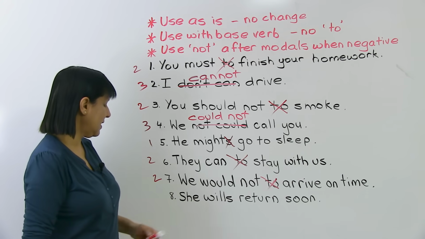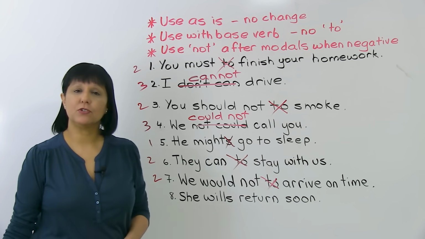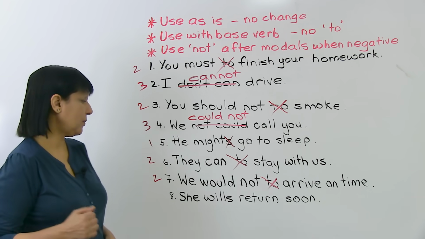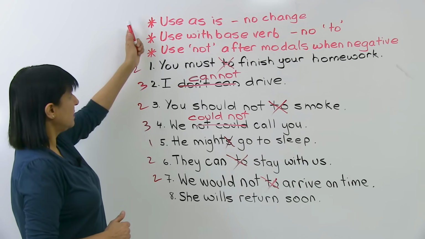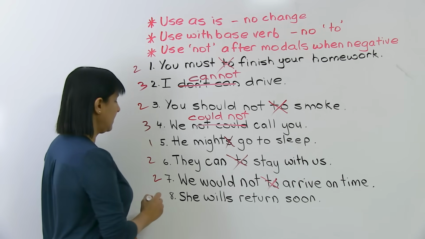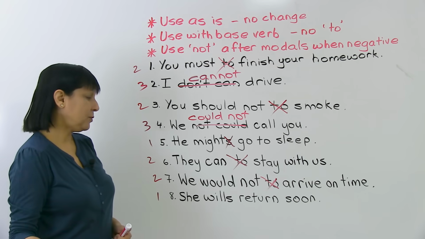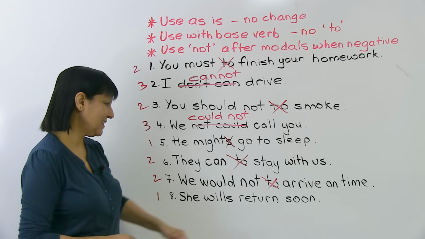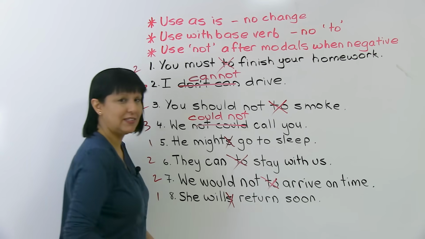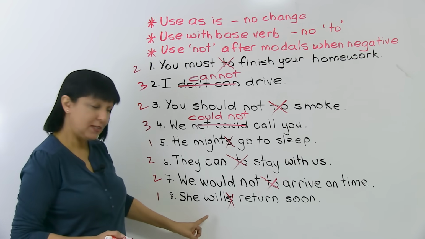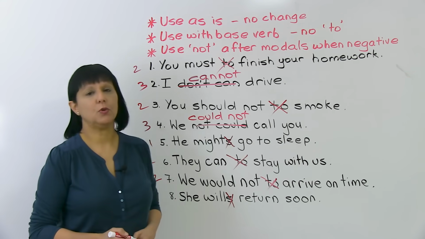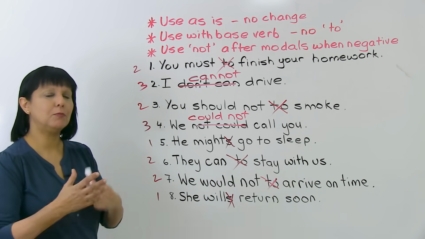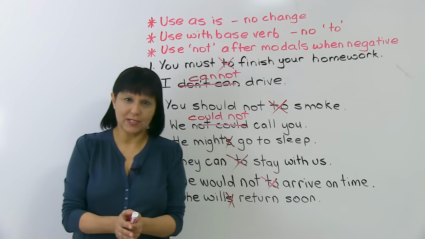Good. And the last one, she wills return soon. She wills return soon. Okay, so what's wrong there? The first rule up here, okay? The rule says that the modal verb doesn't change. And here it did get changed. So we have to take out the S and then it will become she will return soon, which is correct. Okay? I know there are a few things to keep in mind, but the more you practice, the better you're going to get at it.